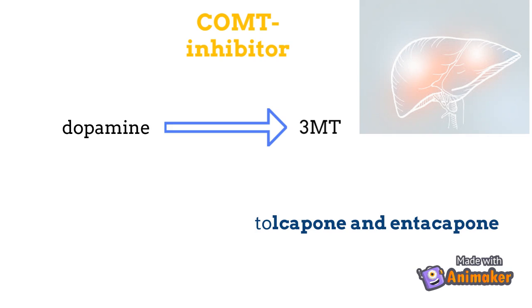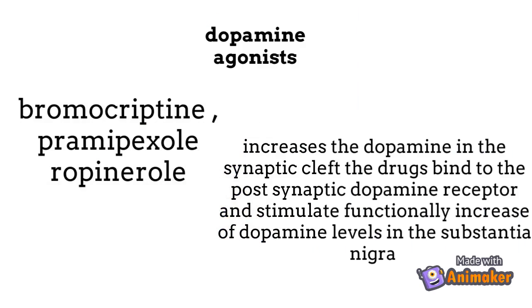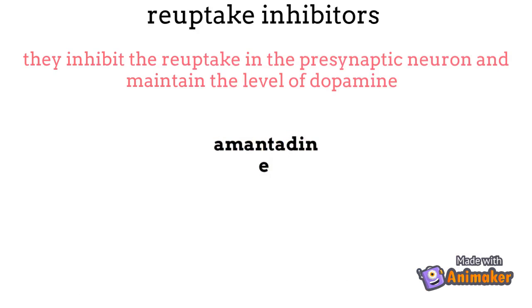Increase in the dopamine in the synaptic cleft, and those drugs would bind to synaptic dopamine receptors, stimulate postsynaptic receptors, and functionally increase the level of dopamine in the substantia nigra. They inhibit the reuptake in the presynaptic neuron and maintain the level of dopamine. And for that, amantadine works. It is also known as an antiviral.